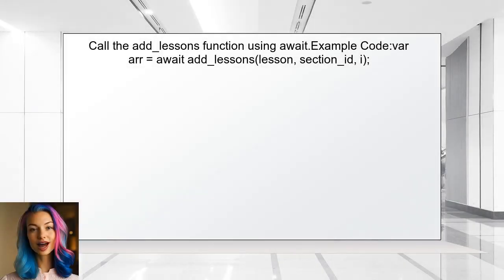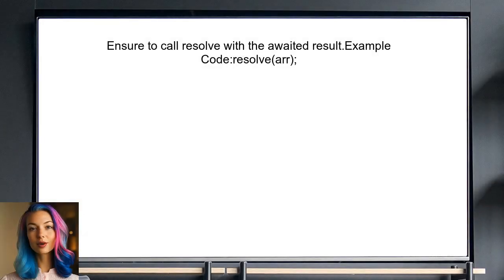Inside the async function, the user can now call the add lessons function using the await keyword. This will pause the execution until the promise returned by add lessons is resolved. Finally, the user should ensure that the resolve function is called with the result of the awaited function. This will pass the result back to the promise's consumer.